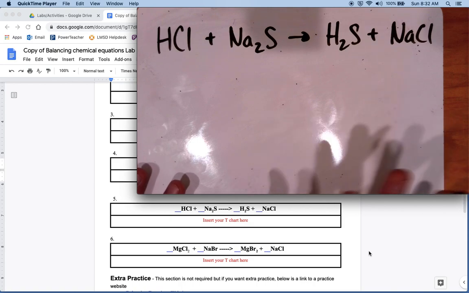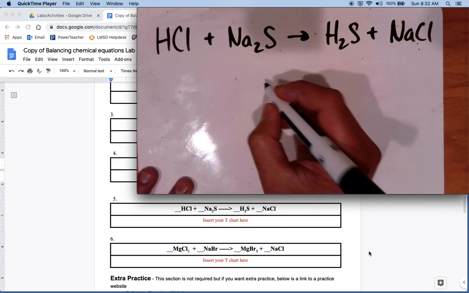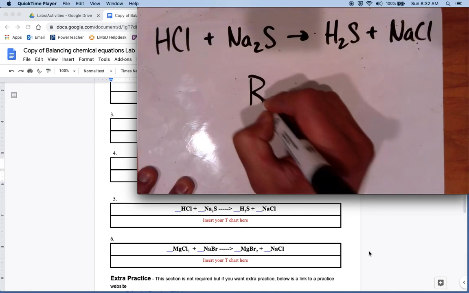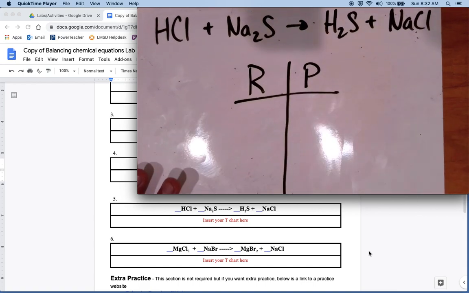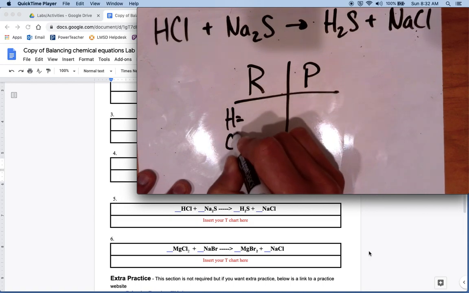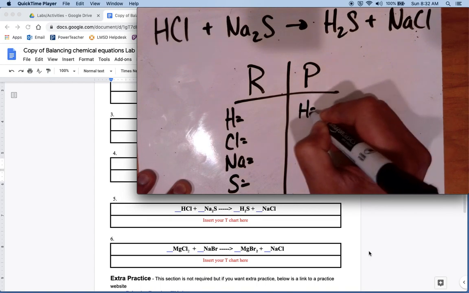This is where trying to do things in your head makes everything really, really difficult, because now we have more than just the two molecules or atoms that we've been doing, right? So what I'm going to list is my reactants and my products like we always do. This is an essential part because now I need to know, okay, I got hydrogens, I got chlorines, I got sodiums, and I got sulfurs, right? Those are on both sides.